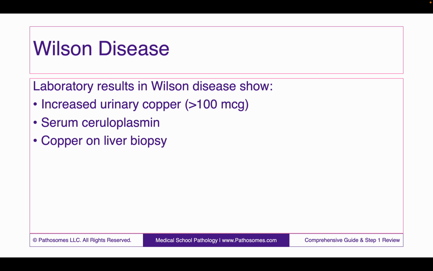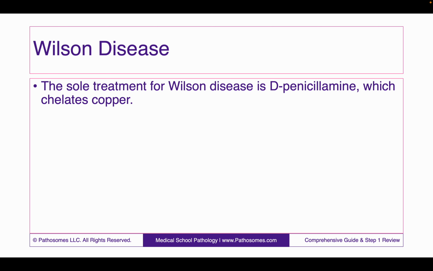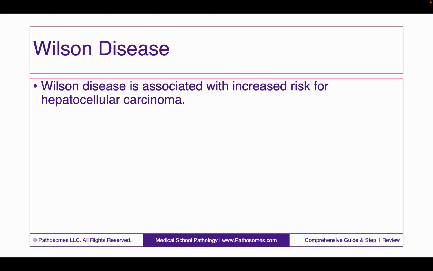Laboratory results in Wilson disease show increased urinary copper, decreased serum ceruloplasmin, and increased copper on liver biopsy. The sole treatment for Wilson disease is D-penicillamine, which chelates copper. Wilson disease is associated with increased risk for hepatocellular carcinoma.